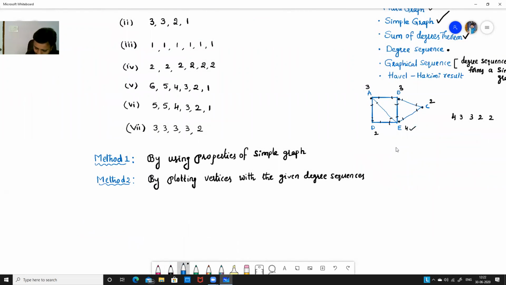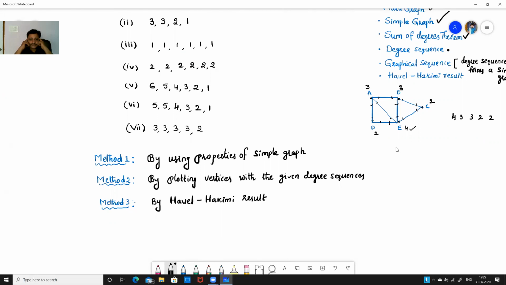And the third method, method number three, is by using Havel-Hakimi result. By using Havel-Hakimi result, we can verify whether the given degree sequence is forming a simple graph or not.